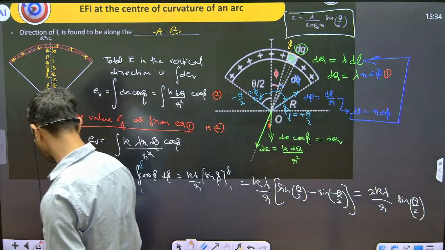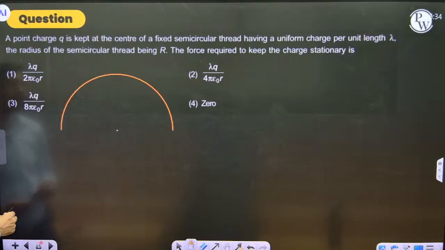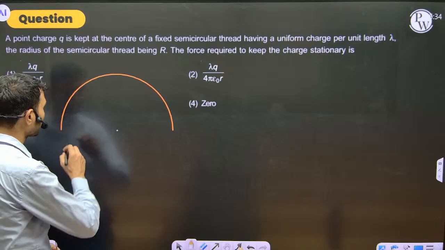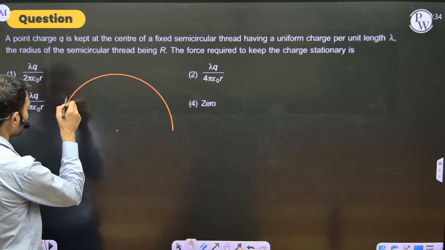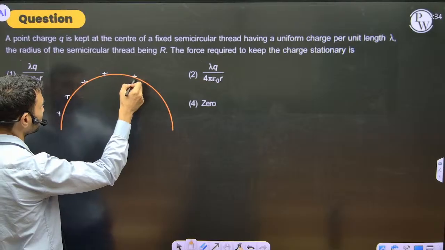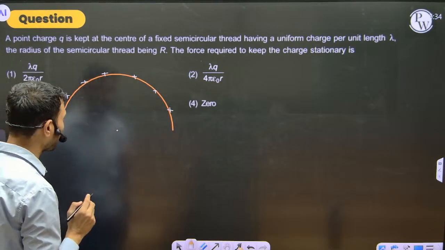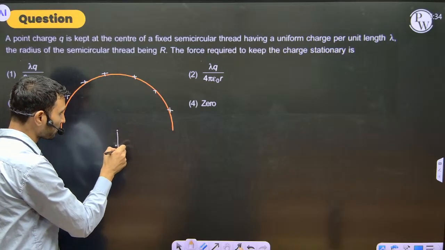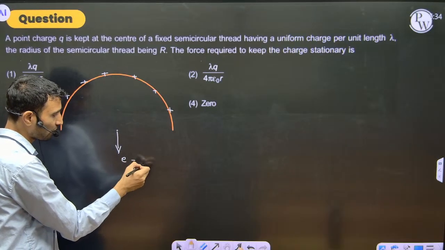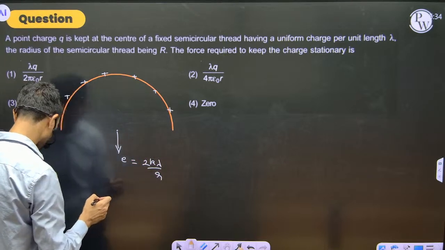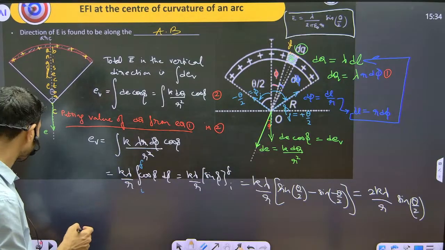Let's go ahead and let's find out the force. So what they're saying is that there's a ring, it is charged, of course, it has got some charge, right? And this will apply an electric field at that point, right? There will be some E, whose value we have just found out. How much was it? It's 2k lambda upon r into sine of theta by 2.